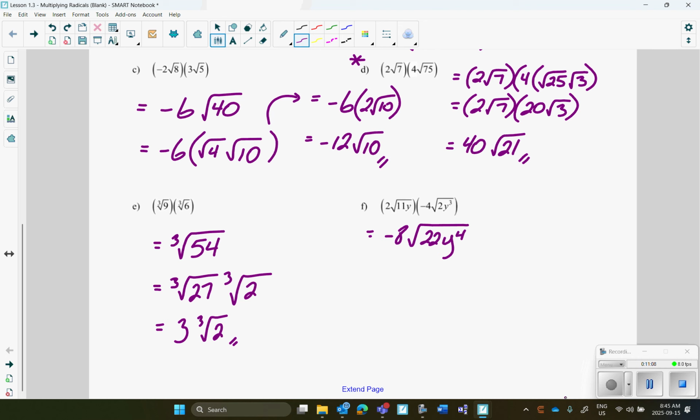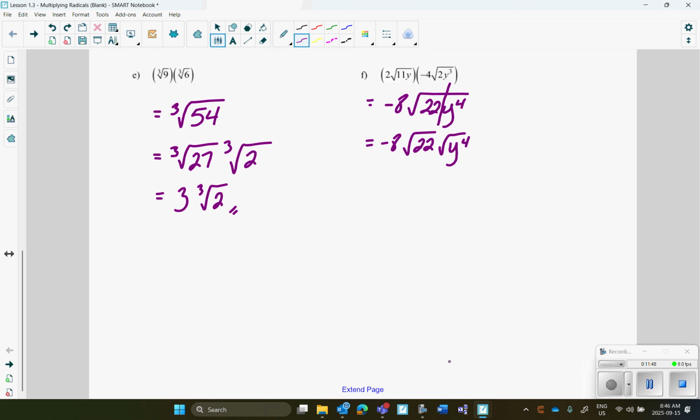What do I do when I have a number and a variable inside? Split them up. So we get -8 times root 22 times root y to the 4th. Can I simplify root 22? Does a perfect square go into it? Does 4 go into it? 9? 16? Well, now I'm over 22. So I can't.